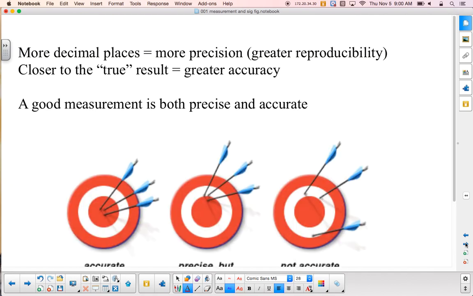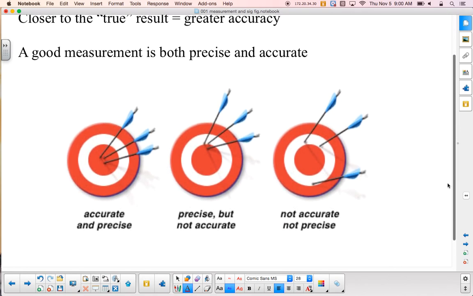There are 2 ideas that are very important with measurement. Those include precision and accuracy. The more decimal places you have, essentially the better the instrument you are working with, and that's going to lead to greater precision. Precision is reproducibility. Can you get the same answer over and over and over again because there's not much room left for the size of your estimate. Accuracy is a closeness to the true result. A good measurement is both precise and accurate.